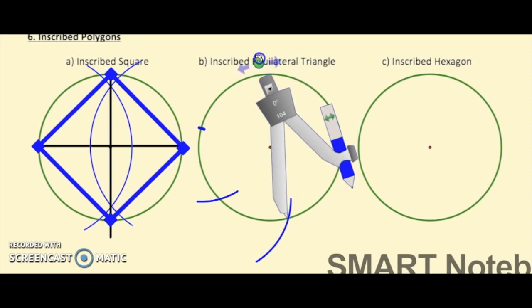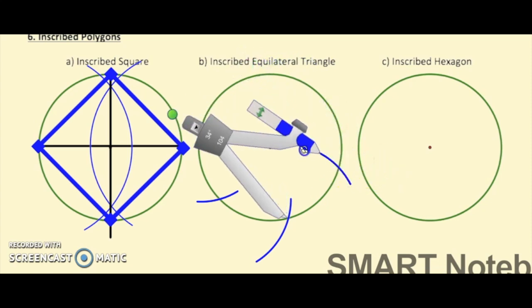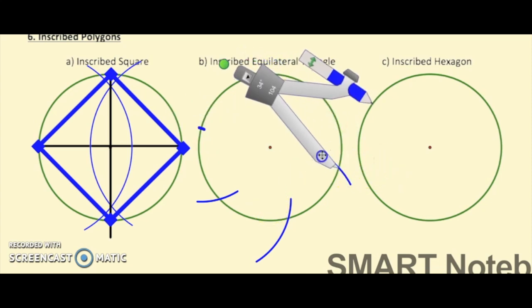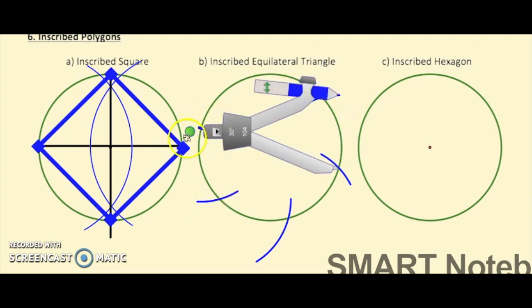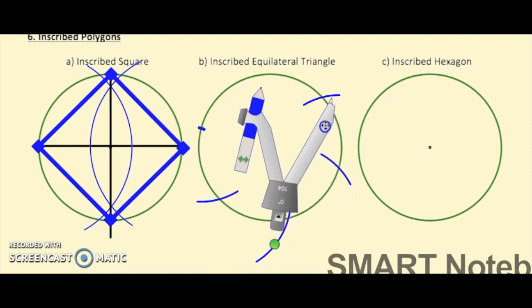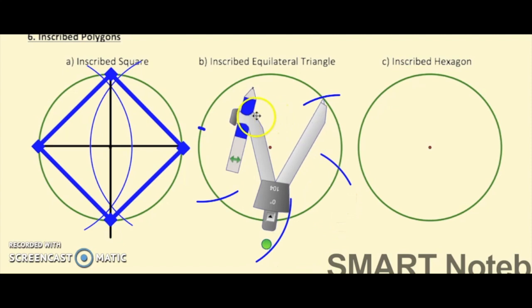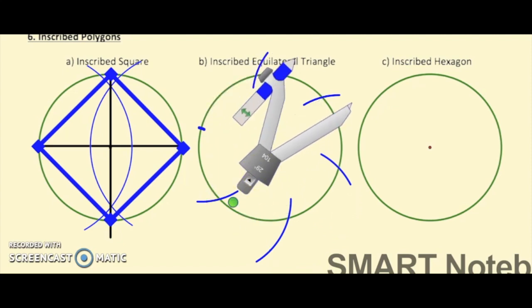And so we're going to get 6 points, right? The 5 arcs and then our original point. And this is the same construction we'll do with a hexagon. So with an equilateral triangle, we are just going to connect every other point. With a hexagon, we're going to connect every point.